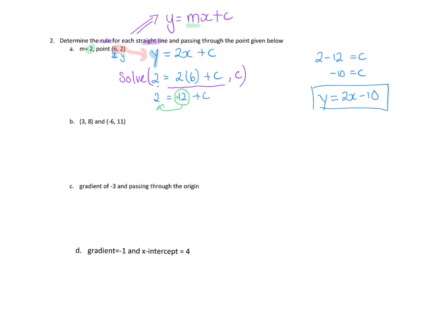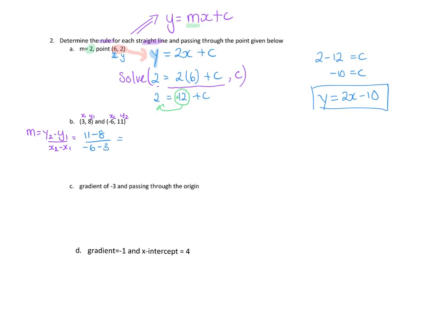All right, so the next one, we've got to do an extra step because we haven't been given the gradient number. We have to work it out. So I'm going to work out the gradient using my y2 minus y1, x2 minus x1 formula. So I'll label them up. If I label that up, you don't make mistakes and you substitute in properly. It makes it better. So we've got 11 minus 8 over negative 6 minus 3.